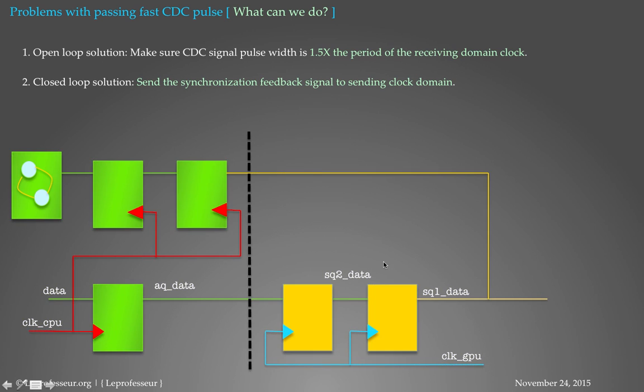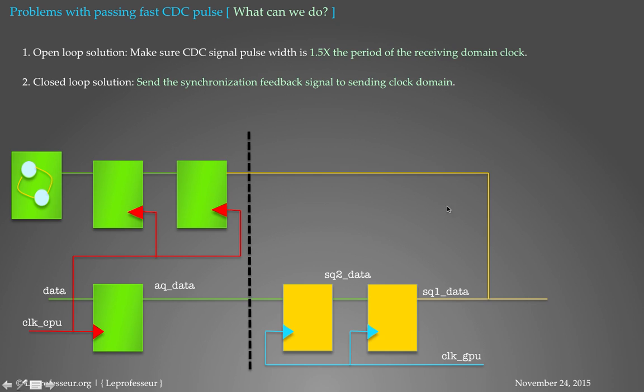How? Simple. You synchronize and get this output, and you take this signal and send it back in a loop as feedback to the sending clock domain, and properly synchronize that feedback signal in the sending clock domain, which is clock CPU, and develop a state machine or some logic to recognize that the data is properly being captured in the receiving clock domain.